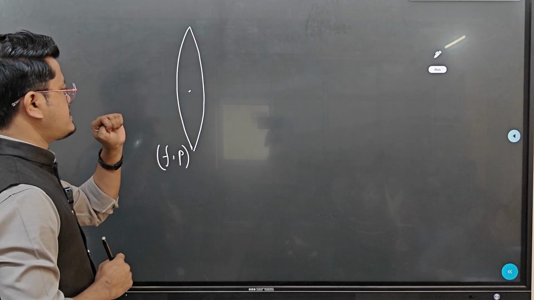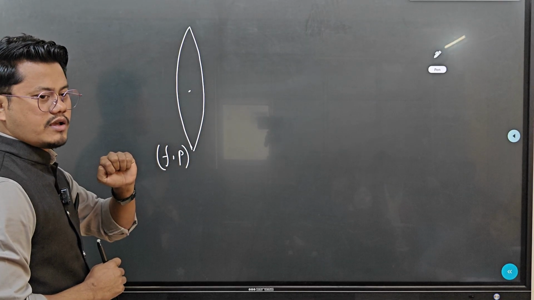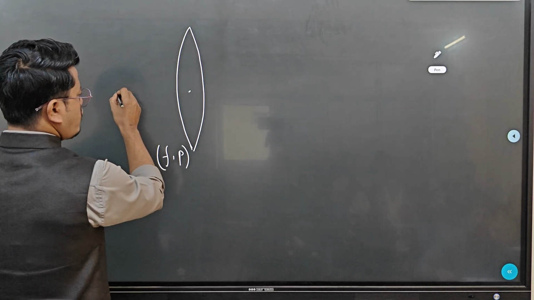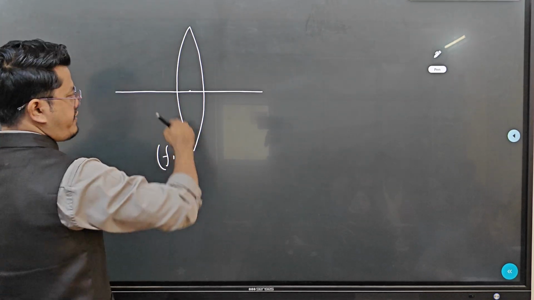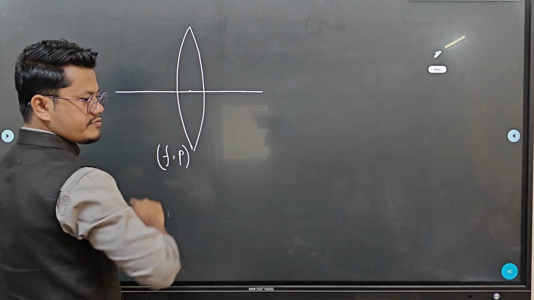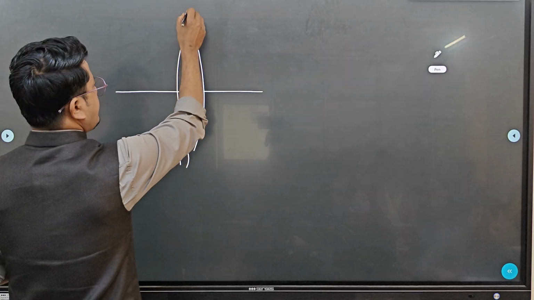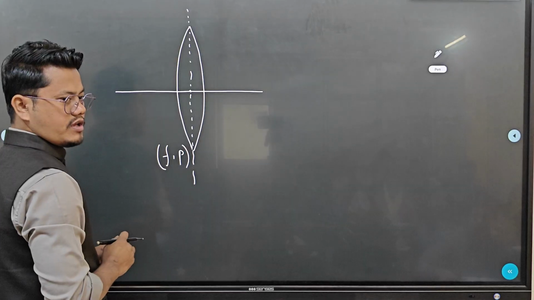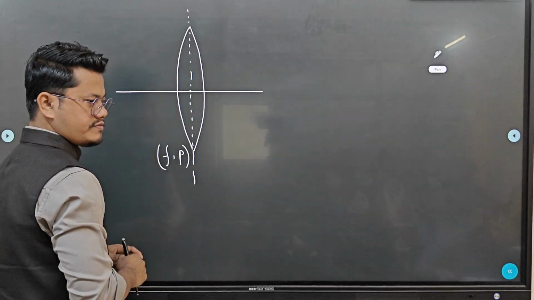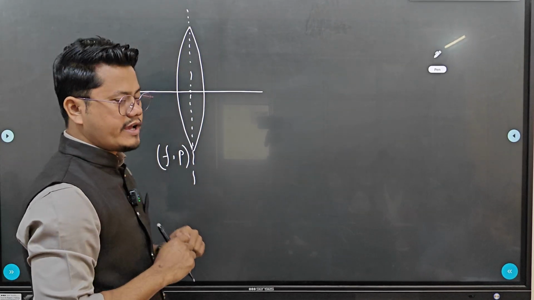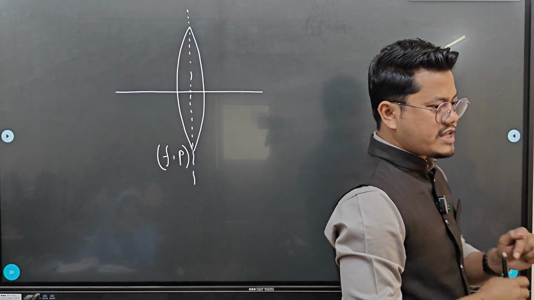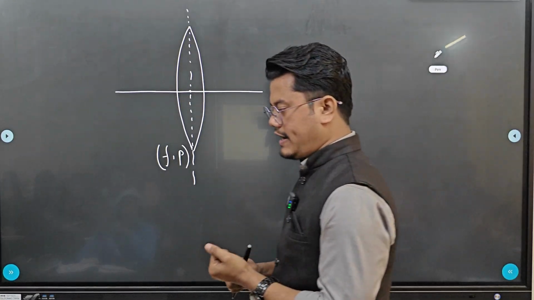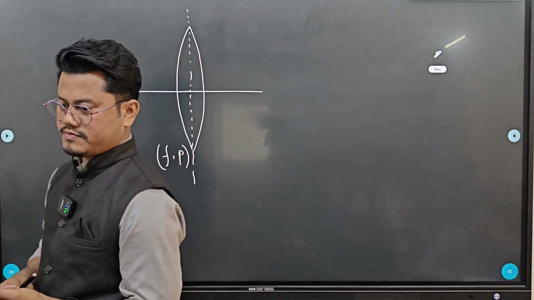Now what will happen if I cut the lens? I can cut the lens symmetrically in two ways. I can cut the lens along the principal axis like this, and I will get 2 equal halves. Or I can cut the lens vertically along the optical center in this way, and I will get 2 equal halves. We will check, if we cut the lens vertically or horizontally, will there be any change in focal length, power and intensity or not?